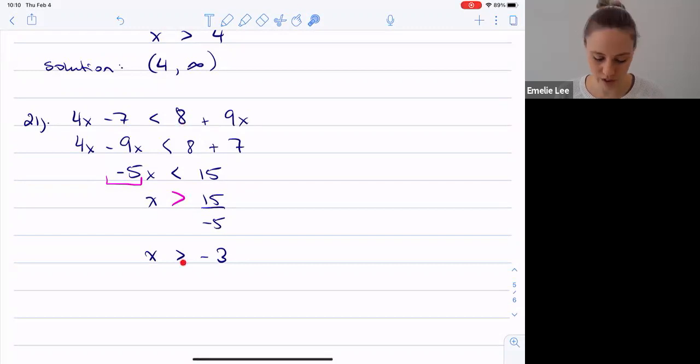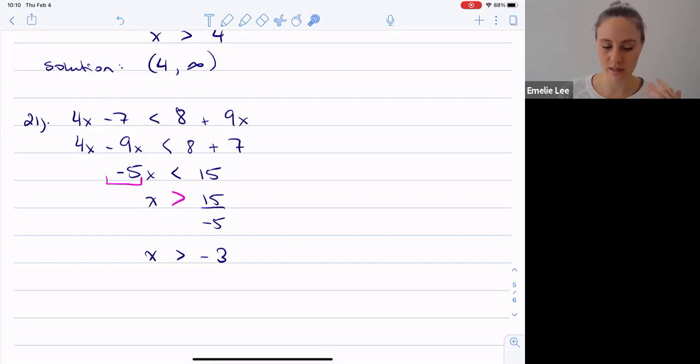Whereas if we hadn't switched the sign, then we would be saying, okay, x should be less than negative 3. So then I would be picking negative 5, right? 4 times negative 5, that's negative 20 minus 7. Okay, head math, yikes. Negative 27. And then is that less than 8 plus 9 times negative 5? No, it's not, right? Because I know 9 times negative 5 is negative 45. 8 minus 45 is not less than negative 27, right?